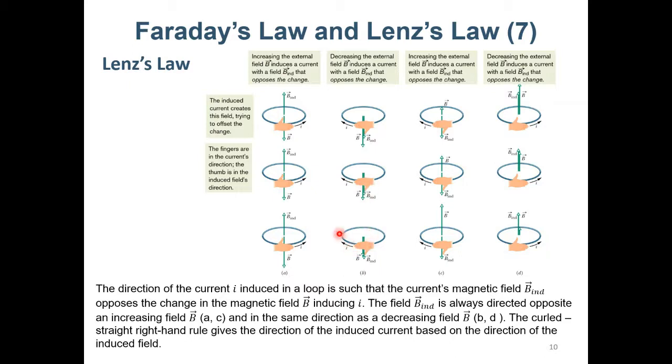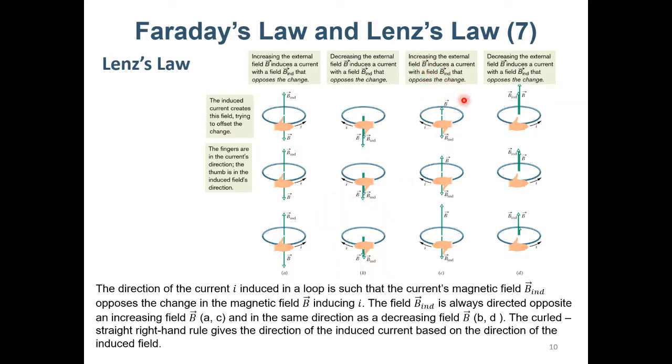the induced EMF will be clockwise. We will try to generate a B field pointing downward. Although the B is pointing downward, it is decreasing. So the induced magnetic field will be pointing downward. So this is the second situation.